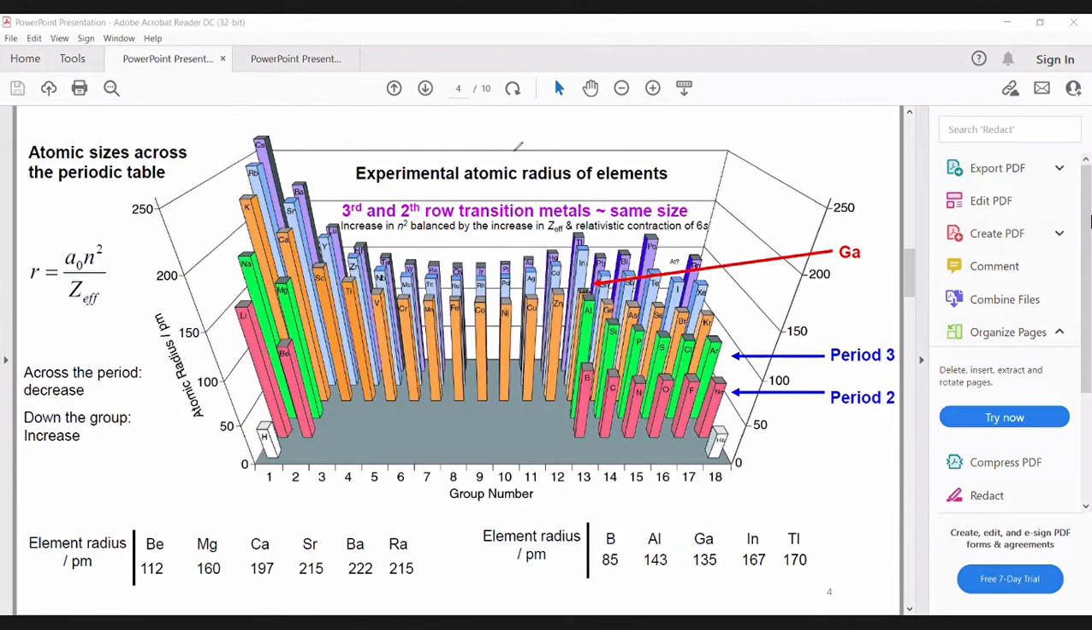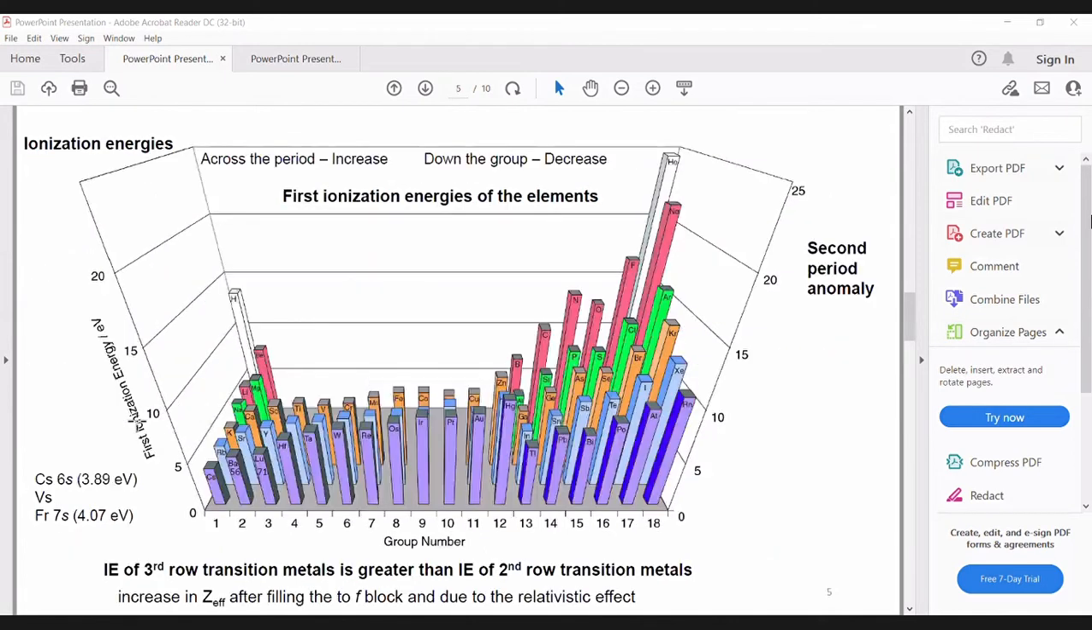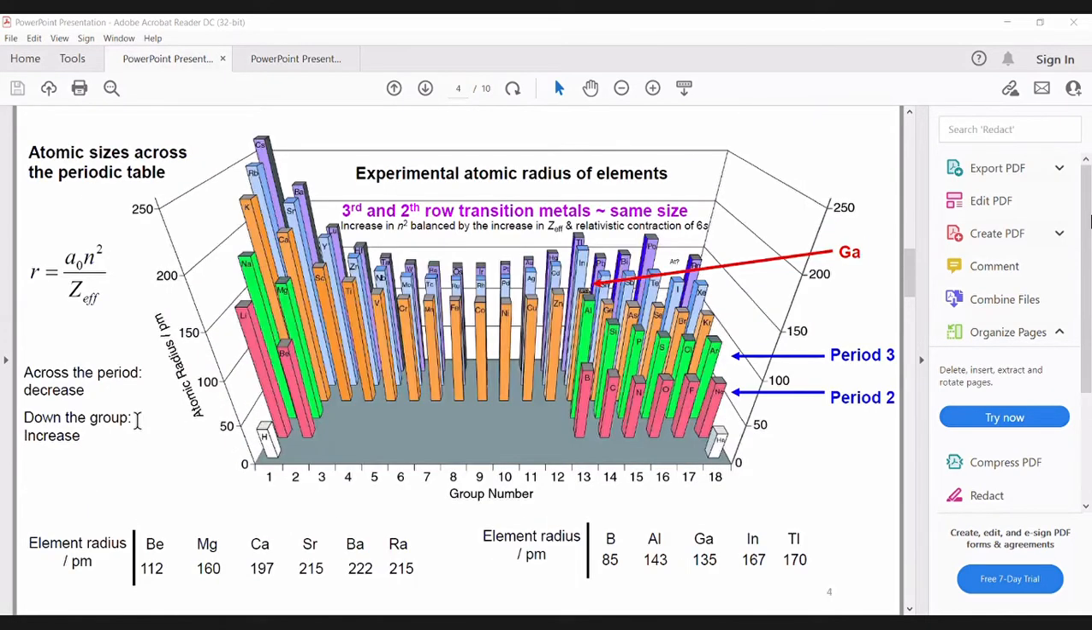all about atomic radius. If you have any questions, you may ask now. Can you explain why relativistic effect is prominent in s and not in p?